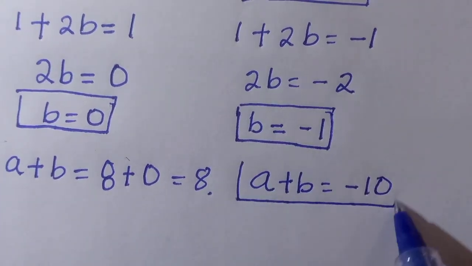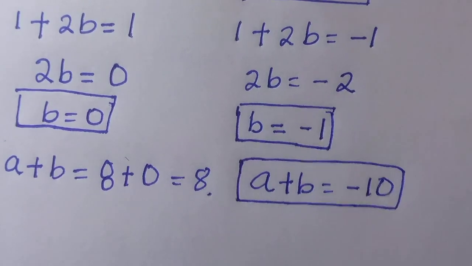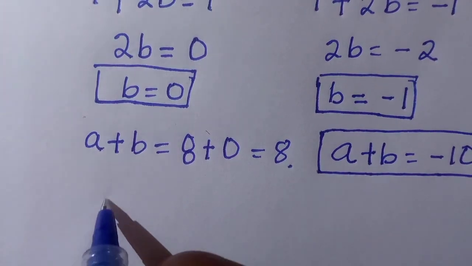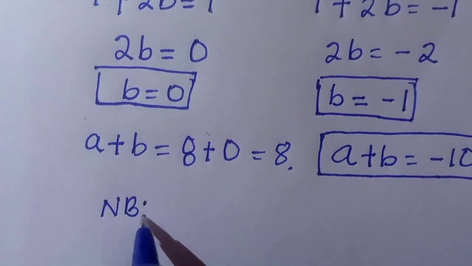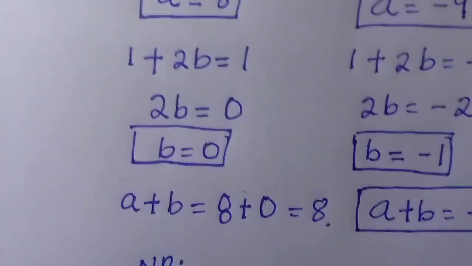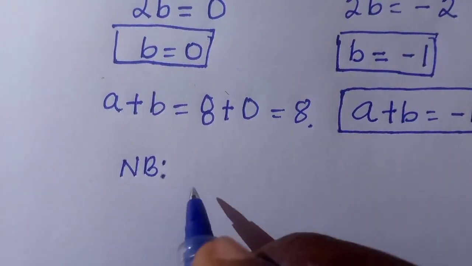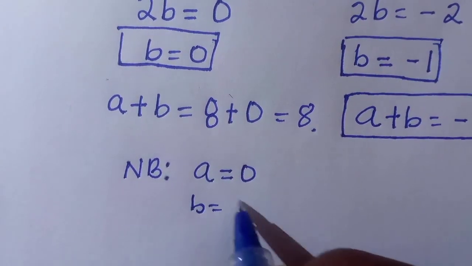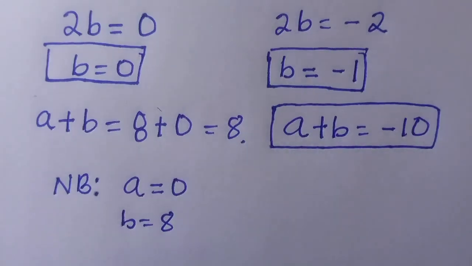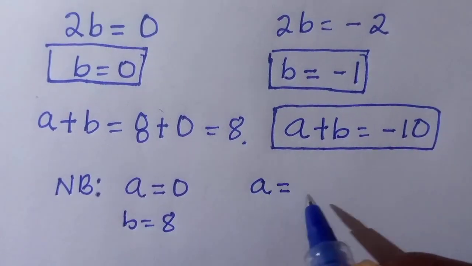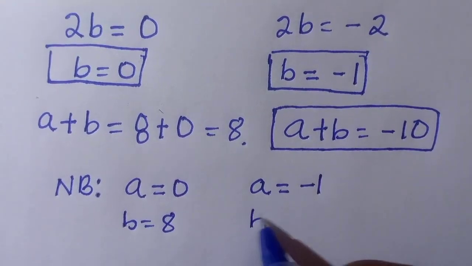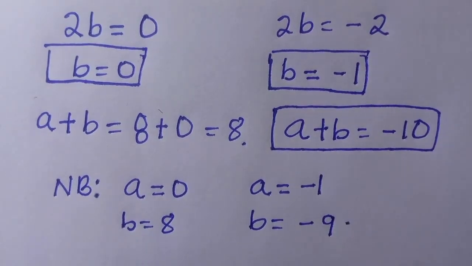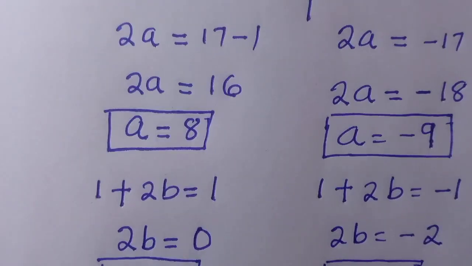But we need to consider something here: for the first one, I got a equals 8 and b equals 0. We can also interchange this for when b is greater than a, so a can be 0 and b can be 8. And for the other part, a can also be minus 1 and b can be minus 9. Here are all the solutions, and we got the values of a plus b.